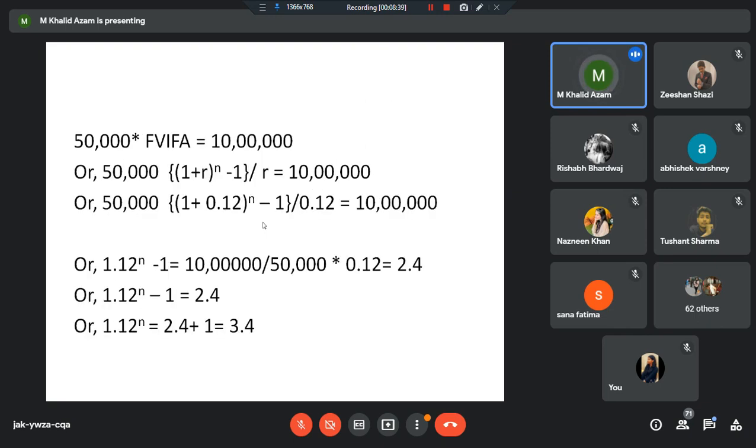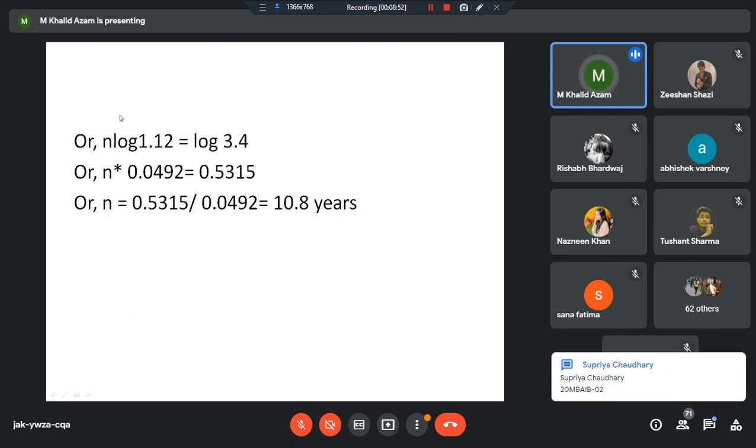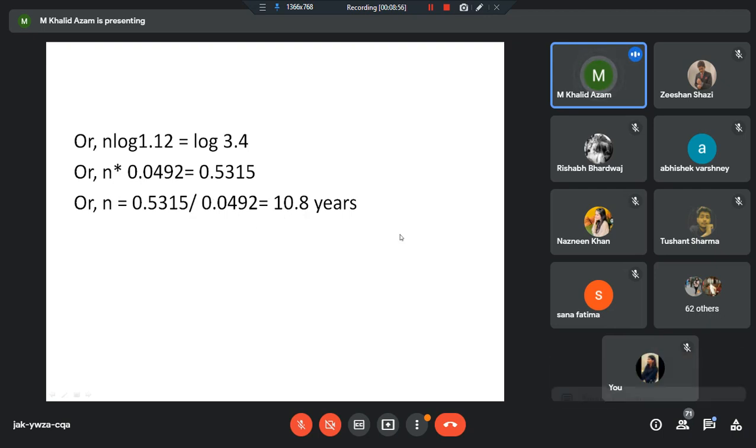That part is that when you are finding this figure 1.1 to the power n, and it is equal to 3.4, then to know this n, you have to go for the log, which we have already considered, and it is the number of years that is your n, 10.8 years.